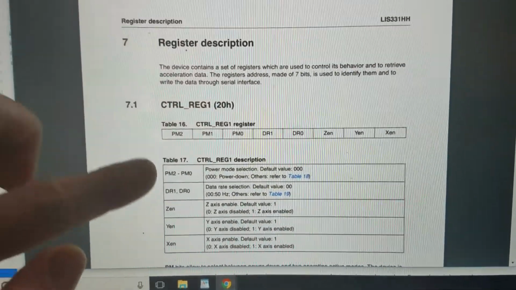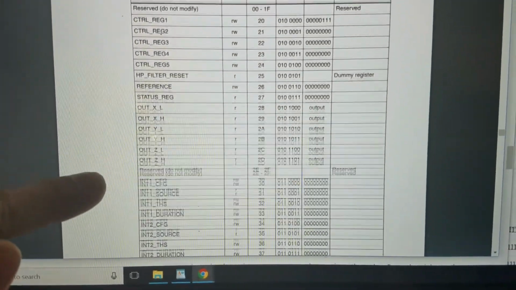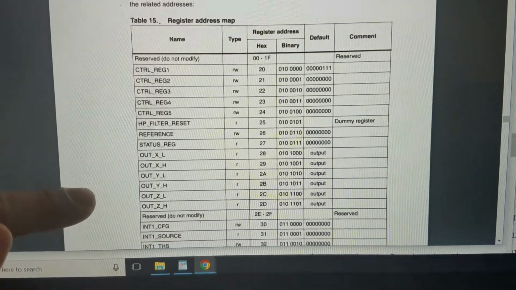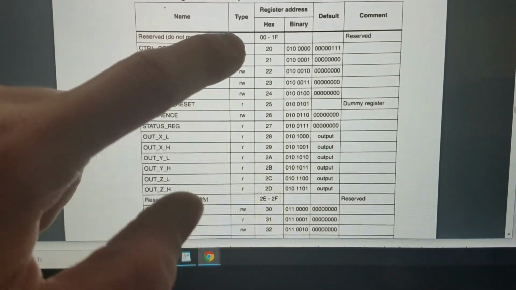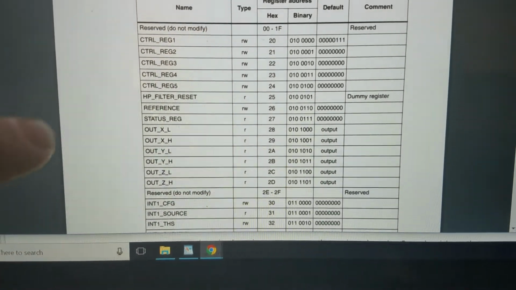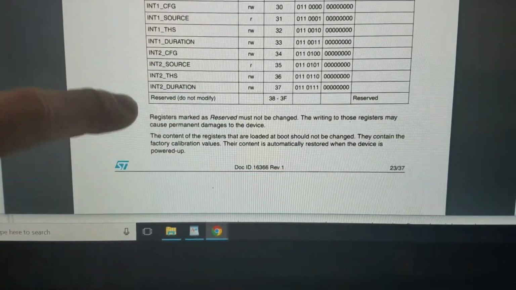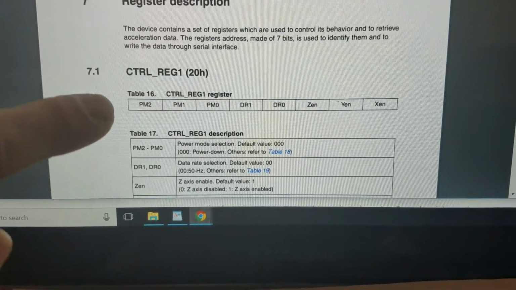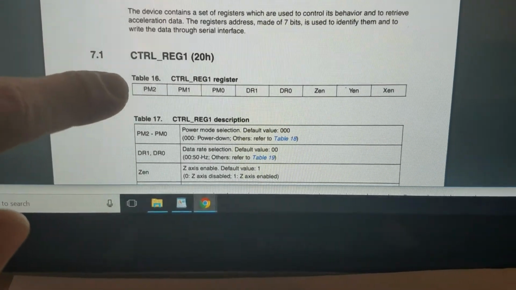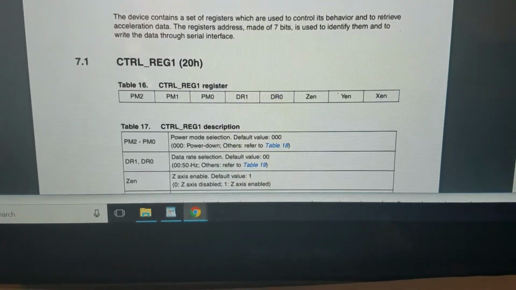So if I scroll up really quick, here's a table that shows you all of the different commands that you can give to the sensor. And the register address is really what we want to pay attention to right now. Then when we scroll down, we can see more details about that register. And what we see here is basically table 16.